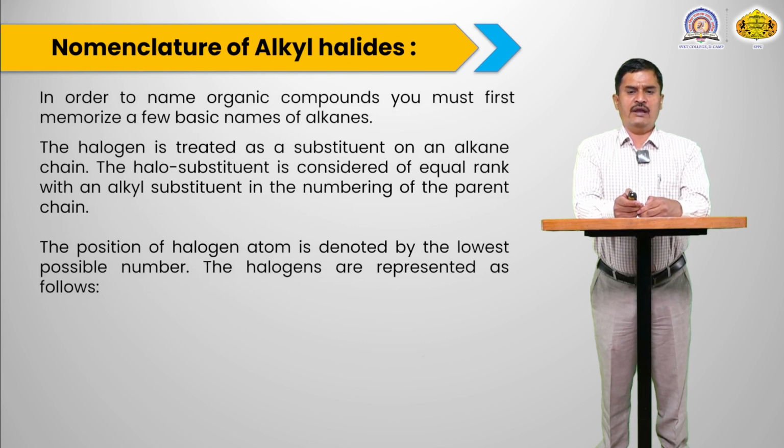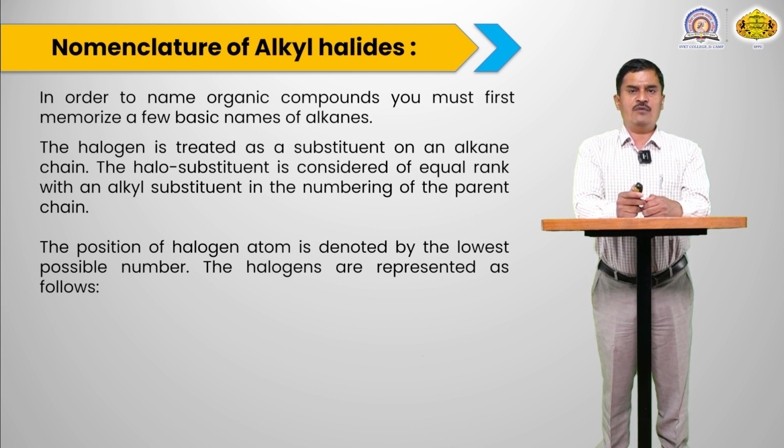In order to name organic compounds, we must first memorize a few basic things. For example, a halogen atom which is attached to the alkane. The first step is to select the continuous longest chain, meaning the maximum number of carbon atoms present on that chain. Then the halogen atom is considered a substituent on the alkyl part, and the position of the halogen may be carbon number 1, 2, 3 in this way.